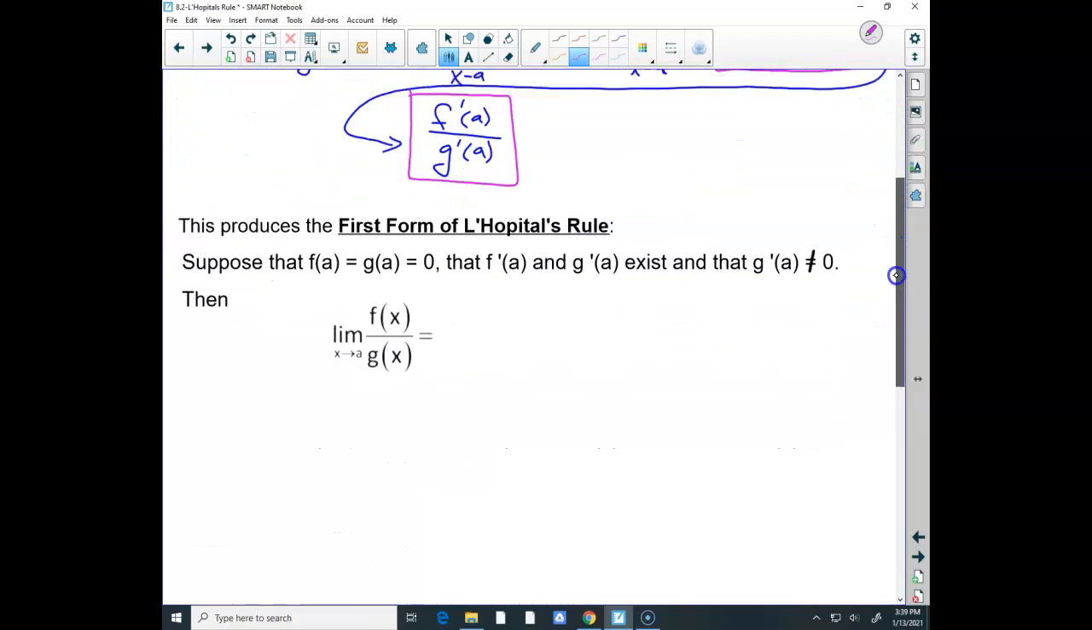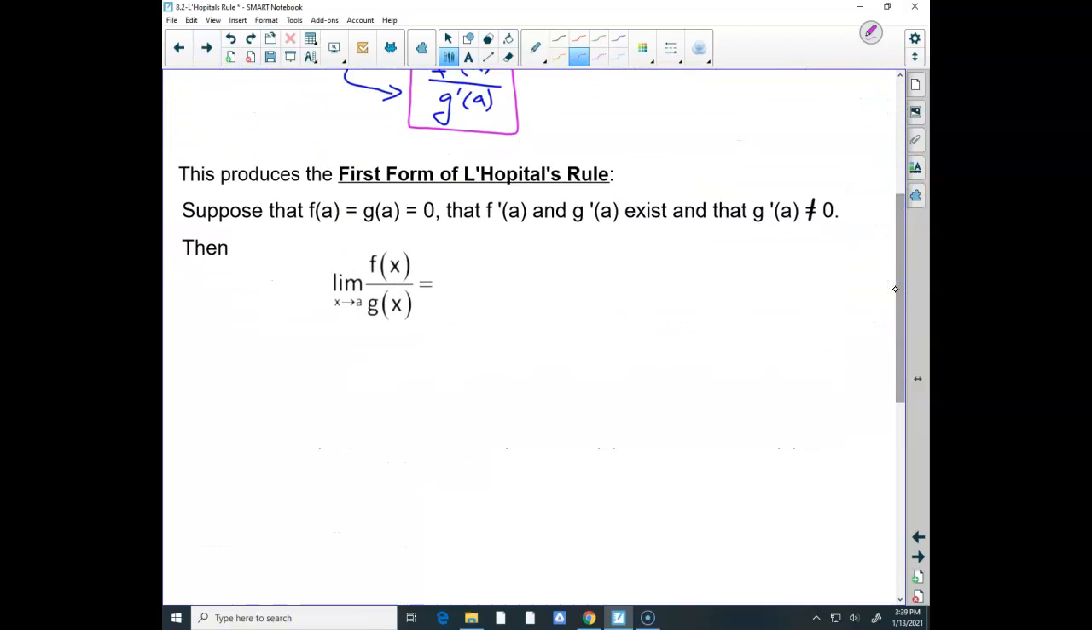So the first form of L'Hopital's rule, okay, suppose f of a equals g of a equals 0. So basically that's saying when I take that value and I substitute it into my function and I get 0 over 0, okay, that f prime of a and g prime of a exist and that g prime of a is unequal to 0. Bottom line, this is saying, hey, if I evaluate this limit and I get 0 over 0, it actually equals f prime at a over g prime at a. It says take the derivative and evaluate over again is really what it means, okay?